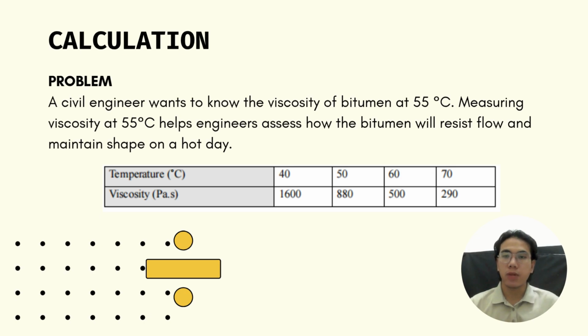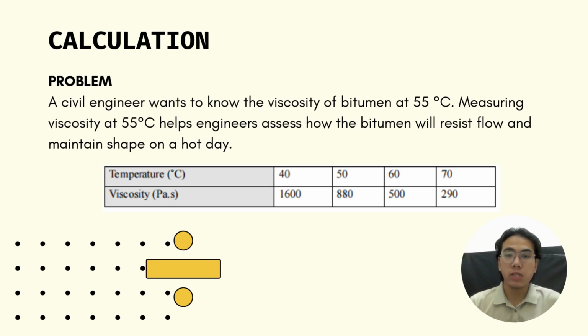Okay, next is the calculation. From the problem statement, a civil engineer wants to know the viscosity of bitumen at 55 degrees Celsius. Measuring it can help engineers assess how the bitumen will resist flow and maintain shape on a hot day. So in the data on the table below, we have the temperatures 40 degrees, 50 degrees, 60 degrees, and 70 degrees Celsius.